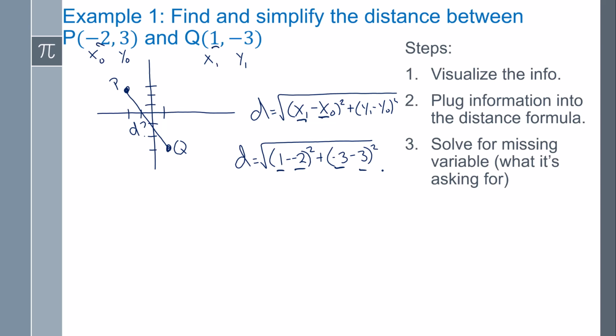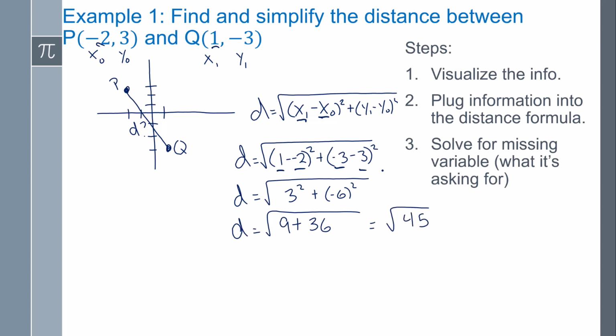The rest is algebra. 1 minus negative 2 is 3. Negative 3 minus 3 is negative 6. They're both squared. 3 squared is 9. 6 squared is 36. I get the square root of 45. And now simplifying a square root, remember we want to break that up into perfect squares. So the square root of 9 and the square root of 5. And then once they're broken up into perfect squares, you can simplify it. What's the square root of 9? That's 3. So it's 3 square root 5.